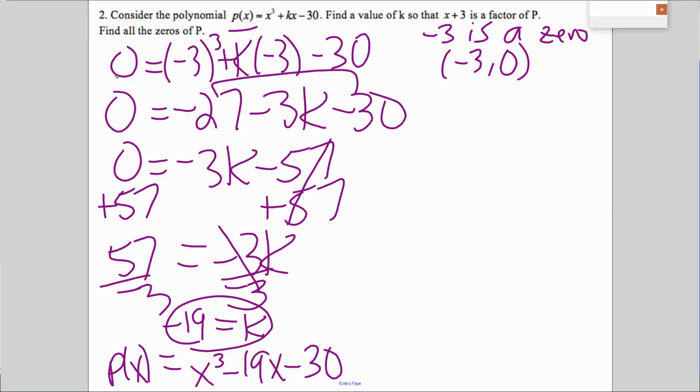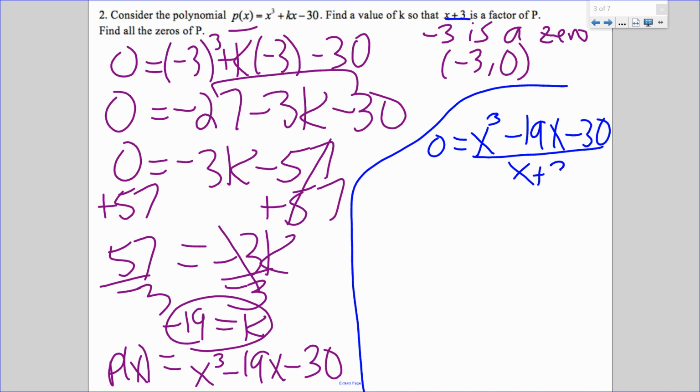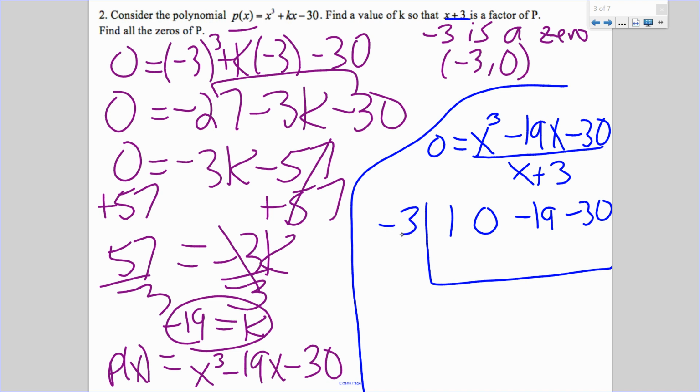Now, I want to find the zeros. So I'm going to do 0 equals x cubed minus 19x minus 30. Since I know that x plus 3 is a factor, I can divide that out using synthetic division. List the coefficients. Since there's no x squared term, I have to put a 0 there. Outside is going to be negative 3.